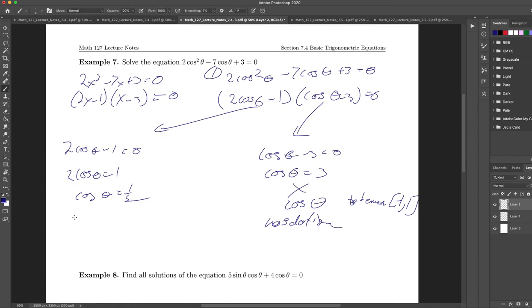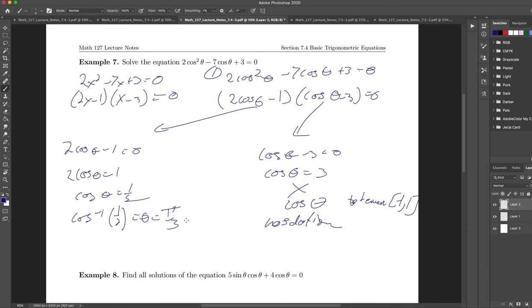Well, at pi over 3, right? So if I took the cosine of inverse cosine of... hold on, let me just double check things. Yeah, so we get a positive half. Let's just try this again. Half will give us theta, which is equal to pi over 3.